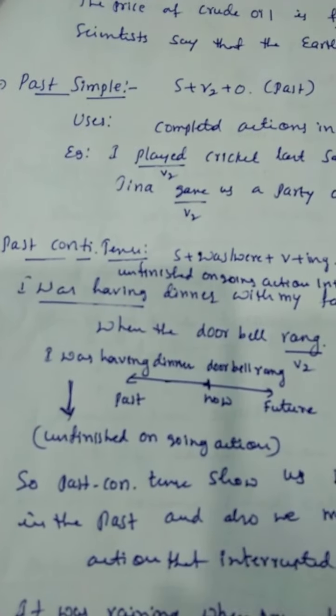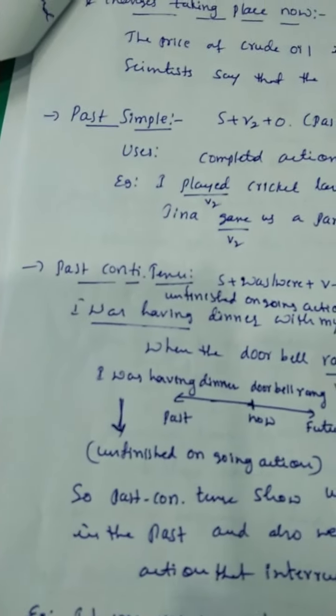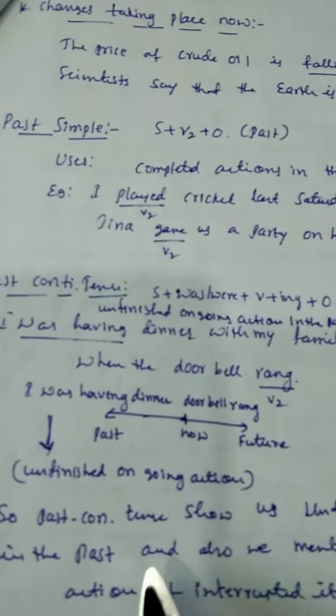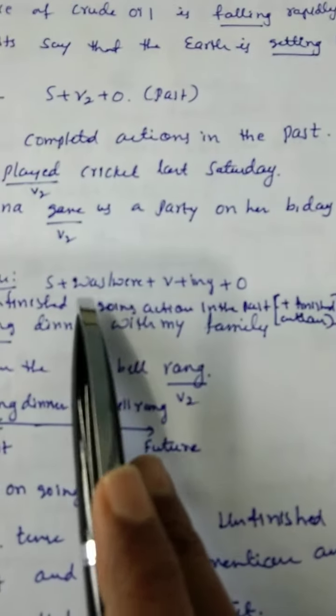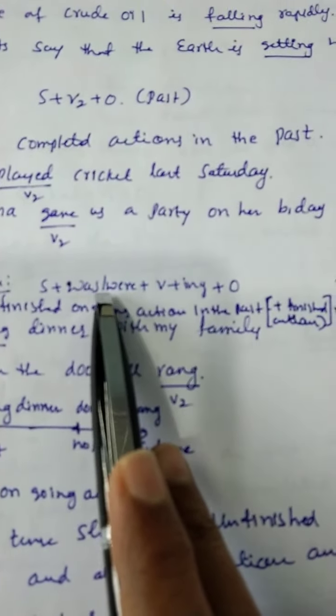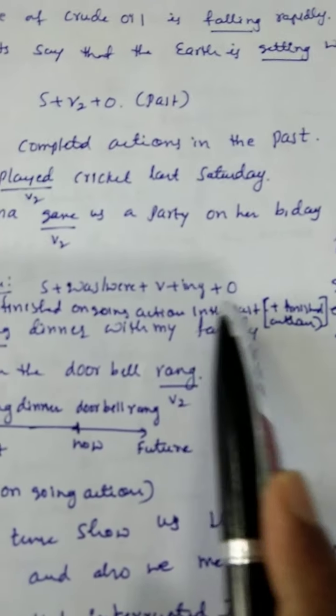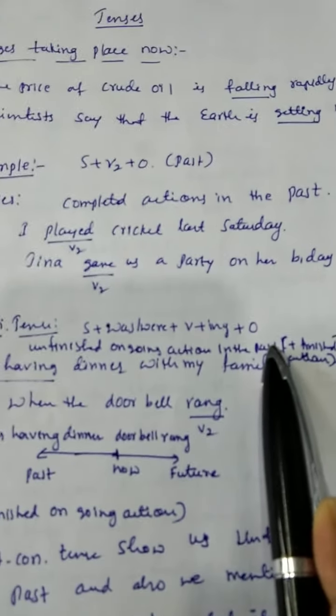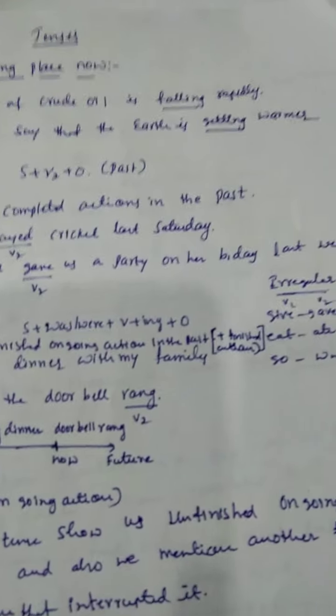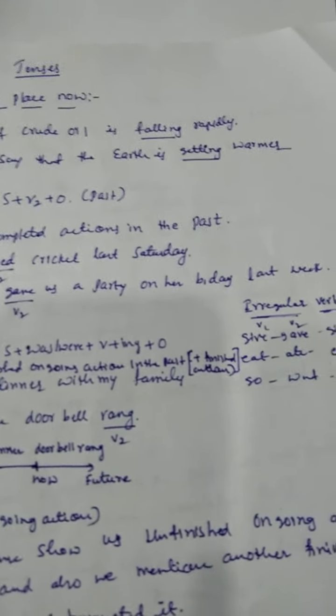Then past continuous tense. The structure of the past continuous tense is subject plus was or were plus verb plus ing form plus object. See here, in simple present tense we used verb plus object.